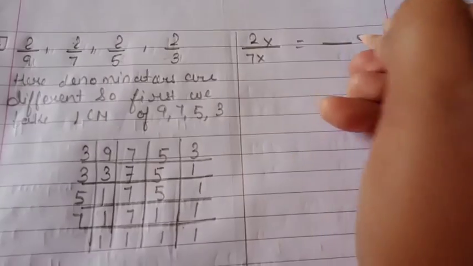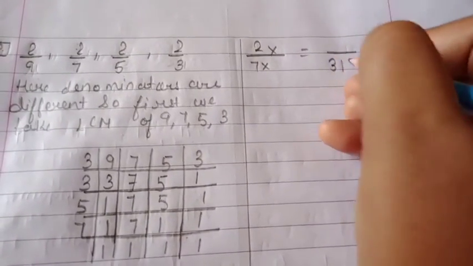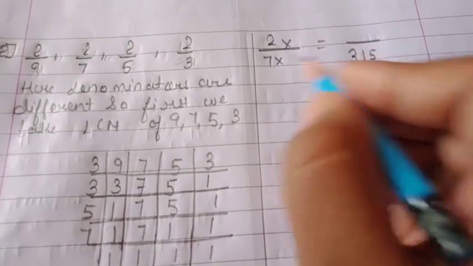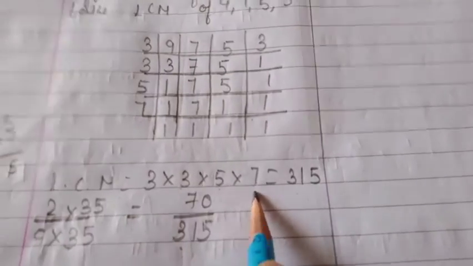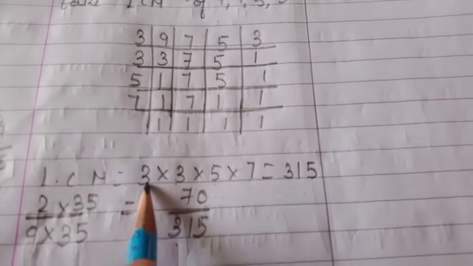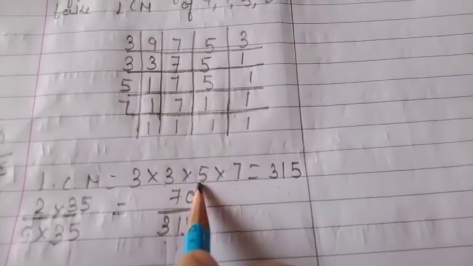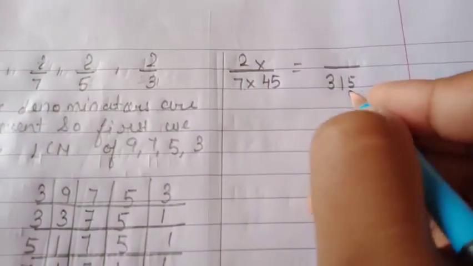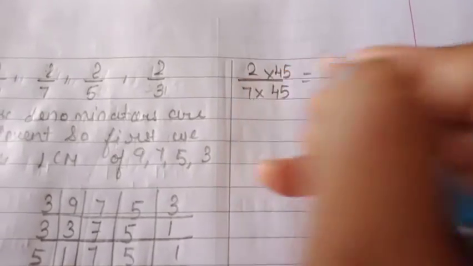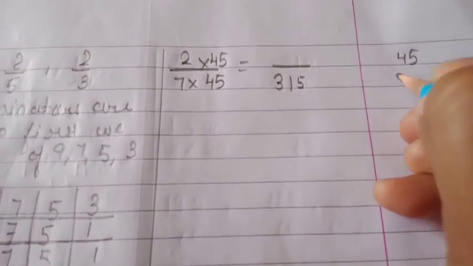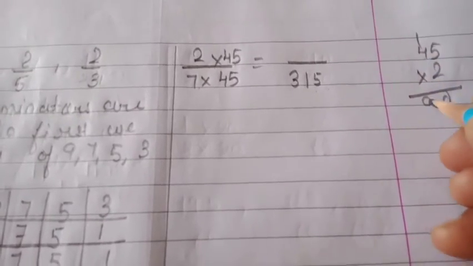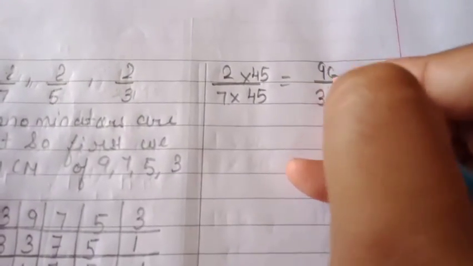So we want in denominator 315. So here 7 is there. And what we will multiply so that we get 315? So see, 7 is there. So remaining all numbers we will take. So 3 3s are 9. 9 5s are 45. So 7 45s are 315. So in numerator also we will multiply. So 45 2s: 2 5s are 10. 2 4s are 8. 8 plus 1 is 9. 90. So we will write here 90.